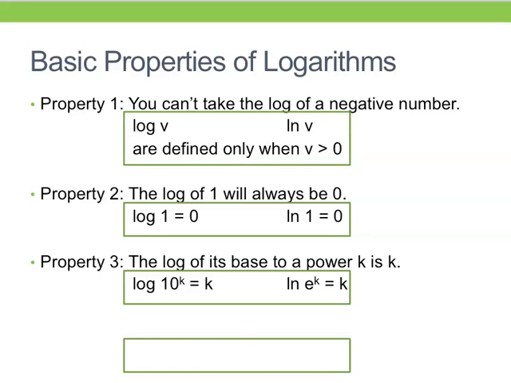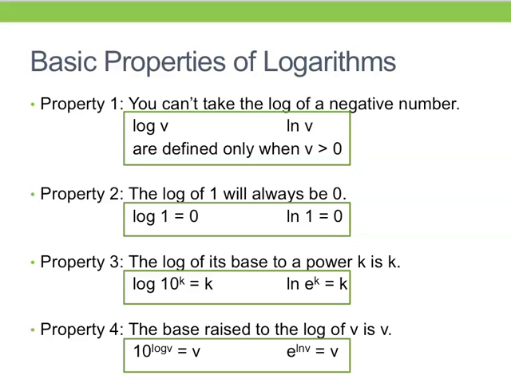The fourth property is that the base raised to the log of v is v. So this one is if you have 10 as your base and you have log in the exponent, then whatever you're taking the log of is what this is equal to. Again, this only works when the base of the log and the base of the exponent are the same. Same with natural log, right? So we have e to the ln of v is equal to v. The base of ln is e. The base of this exponent is e, so it's equal to v.